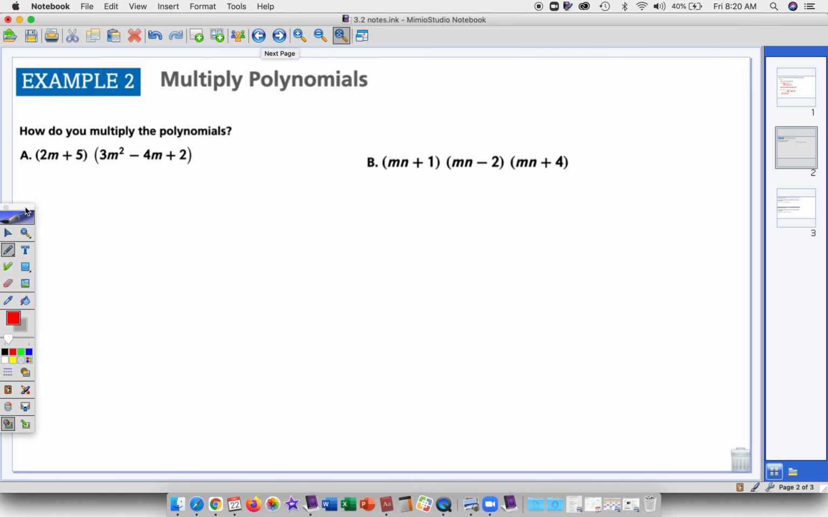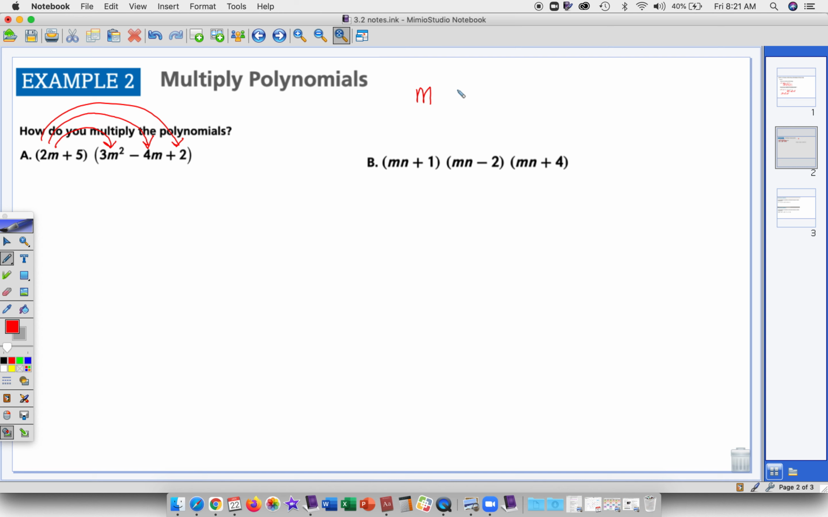Example 2, multiplying polynomials. So when we multiply, what we're going to do is the distributive property twice. First, I'm going to distribute the 2m over all three terms. Now I have m times an m squared. Remember, our rules of exponents, when I'm multiplying like bases, I have a base to a power. I'm just going to generalize. Actually, let me use an a.